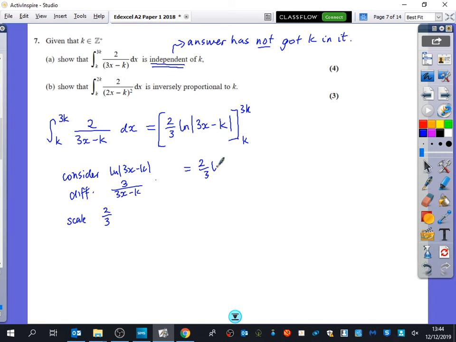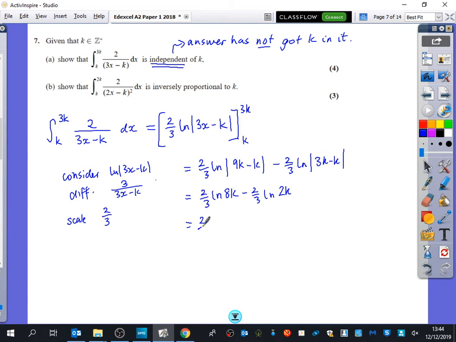So that's 2 over 3 ln of 3k times 3, so that's 9k minus k. And I'm now going to subtract 2 over 3 ln of putting k in here, that's 3k minus k. And actually, because k is a positive integer, I don't really need these modulus signs anymore. So I have 2 over 3 ln 8k minus 2 over 3 ln of 2k.